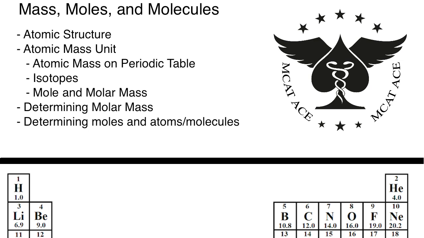So to give you an overview of what we hope to accomplish in this lecture here, the atomic structure of an atom is first going to be brought up. Just a basic review as far as protons, neutrons, and electrons and how they are assembled. And in particular for this lecture, because we're going to be talking about mass, we need to discuss how we determine the mass of a given atom when we're looking at protons and neutrons.